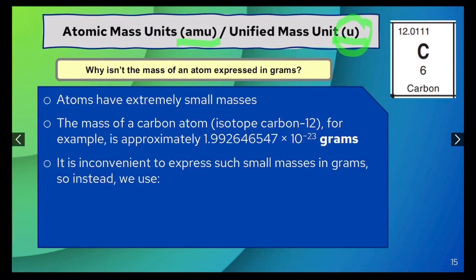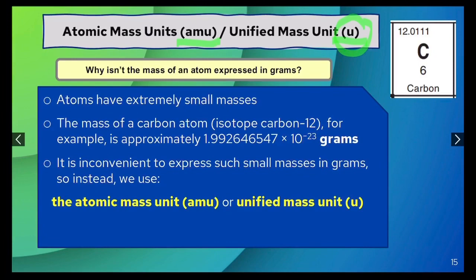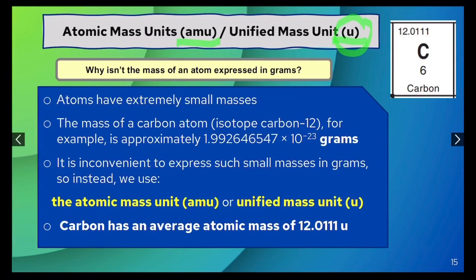Because it's so inconvenient, we use unified mass units or atomic mass units to express the mass of an atom. So carbon then has an average atomic mass of 12.0111 atomic mass units or unified mass units. That's the number that appears on the periodic table.